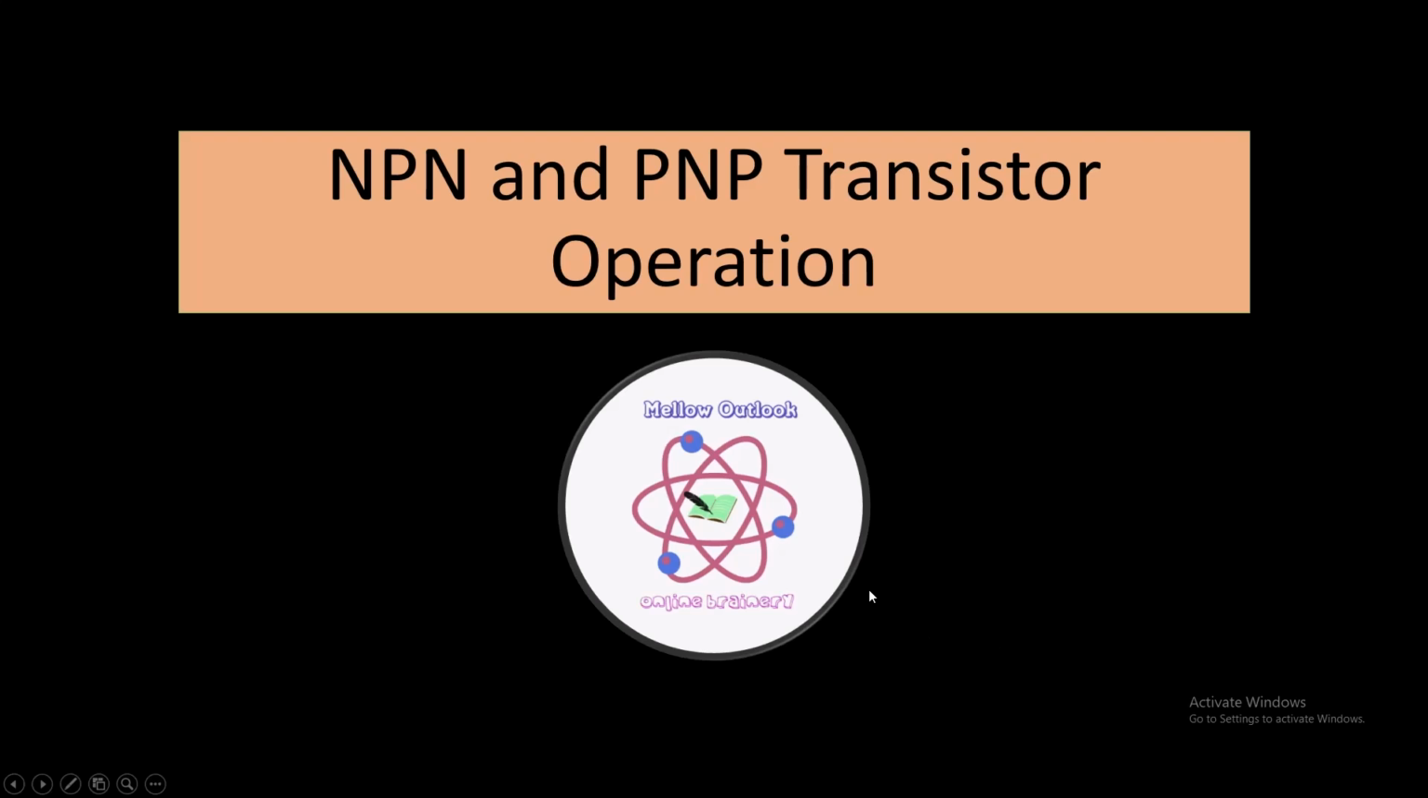Hello everyone, welcome to the tutorial on NPN and PNP transistor operation. When we look at NPN and PNP transistor operation, we basically mean that the transistor is biased. That is, we are applying an external biasing voltage. So two biasing voltages will be applied. Let us look at the NPN transistor first.